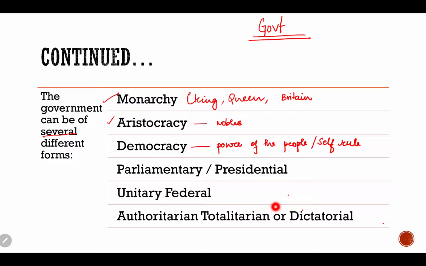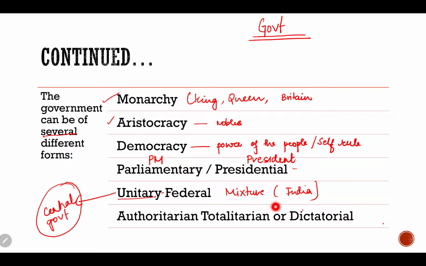Okay, parliamentary and presidential form of government. Parliamentary is where the PM is the head, and presidential means the president is the head. And unitary federal means a mixture, like India. Because unitary means the power is vested in the central government.